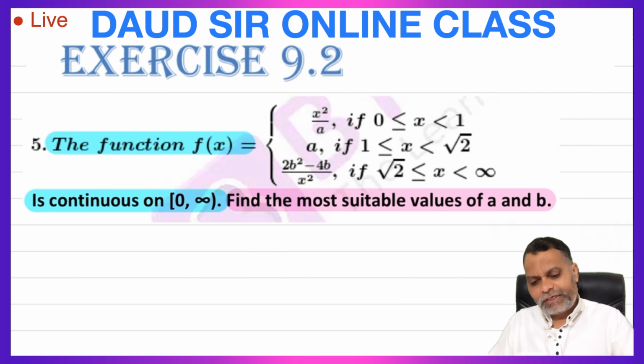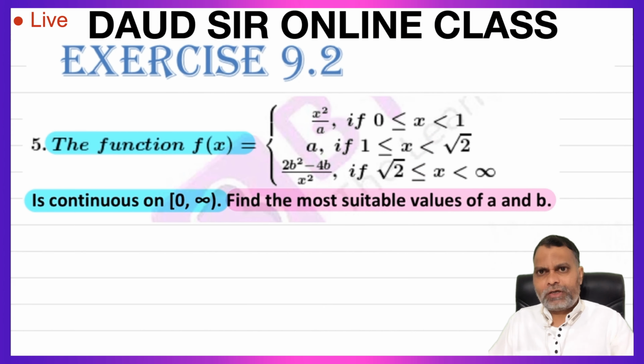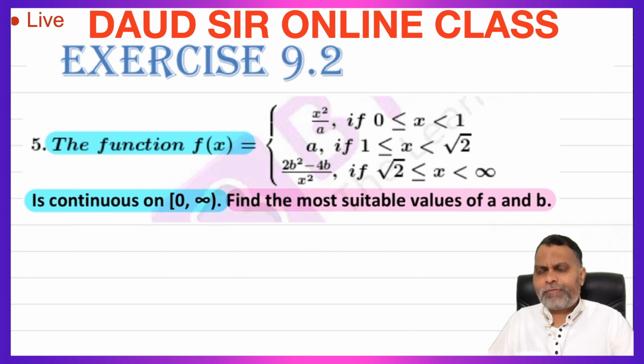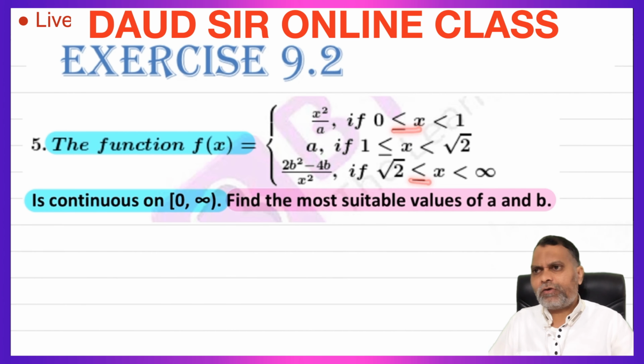And one more point, x is equal to root 2, with x greater than root 2 and x less than root 2. So this function is also continuous at x is equal to root 2. So for finding the most suitable values of a and b, we will consider this function is continuous at x is equal to 1 and x is equal to root 2.